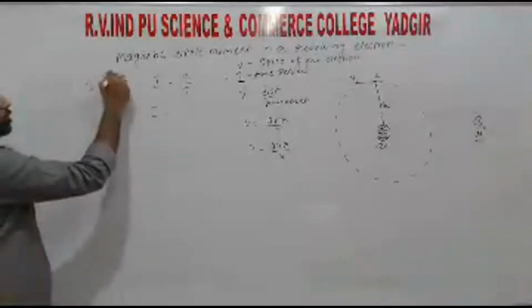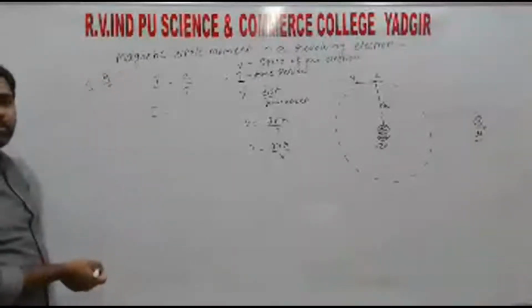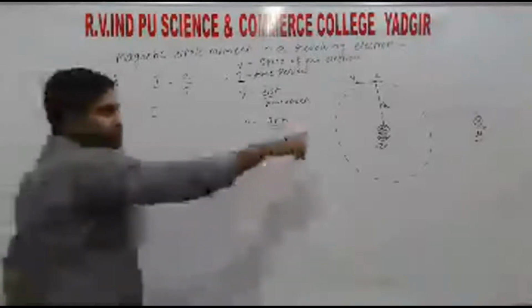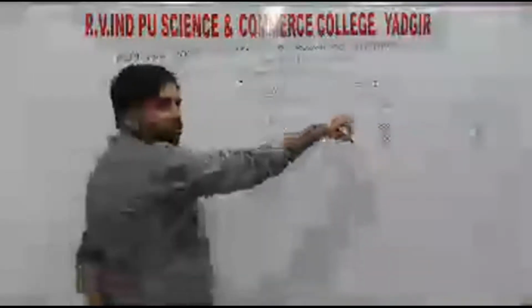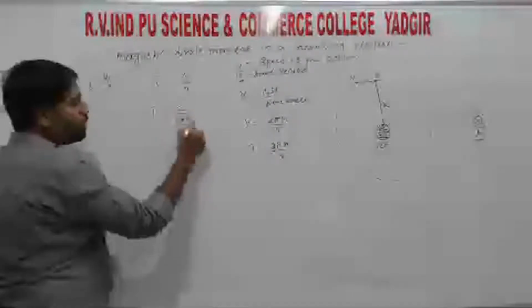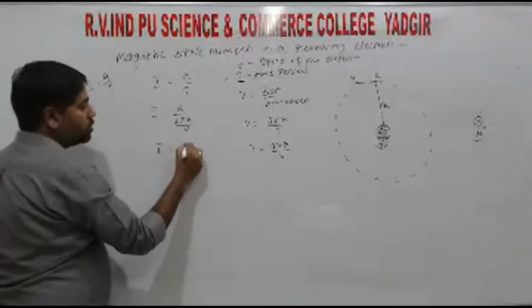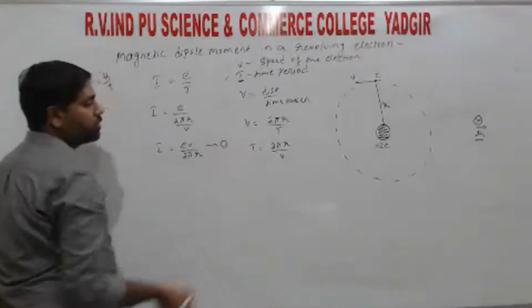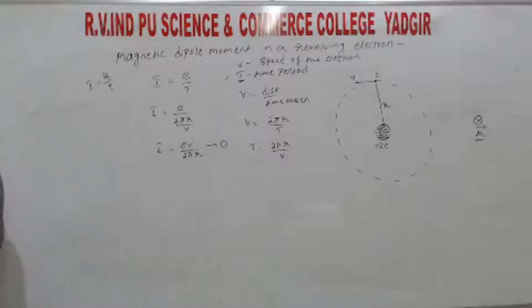From the definition in the chapter current electricity, I is equal to charge per unit time. Flow of charge per unit time is what we call current. Here also the electron is moving, so I is equal to e v divided by 2 pi r. Let us call this the first relation, right?